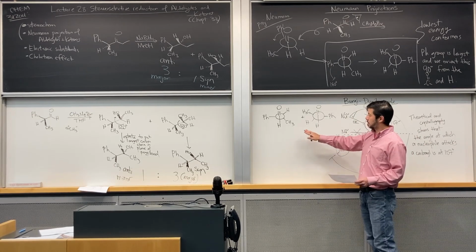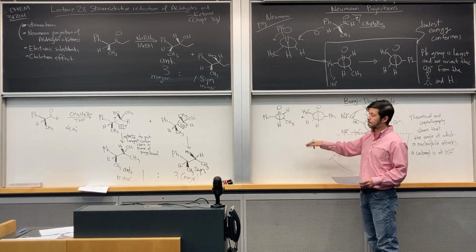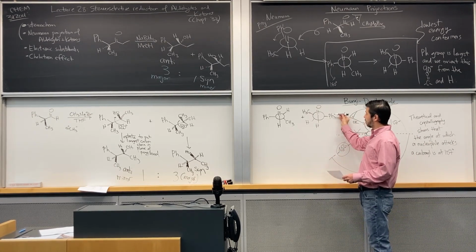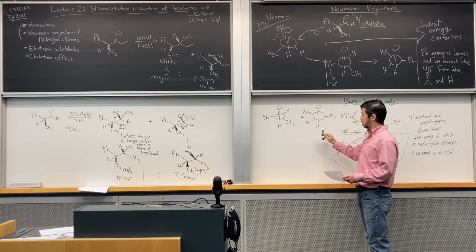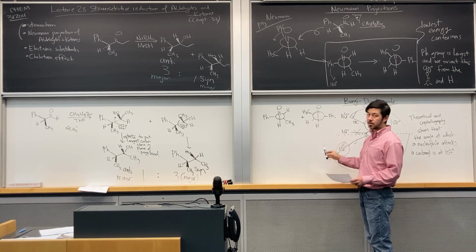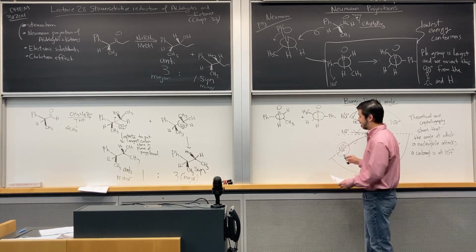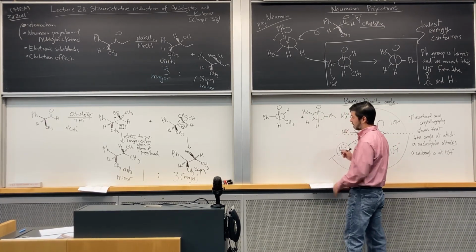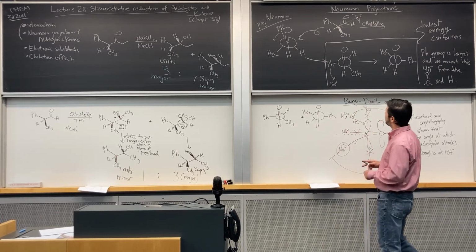So let's take a look at these two conformers here. We know that nucleophiles can't attack at 90 degrees. They can't attack at 180 degrees. They can attack at 107 degrees. So let's take a look at potential routes of attack.